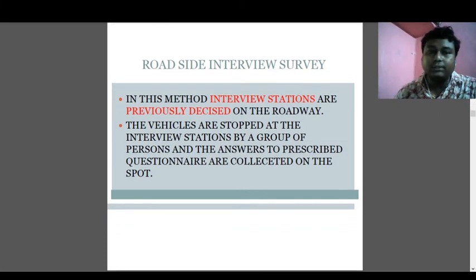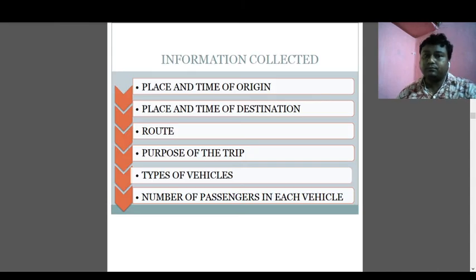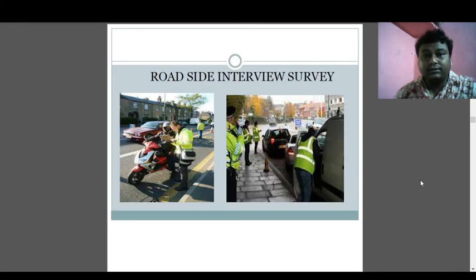The information collected from this is the places and times of the origins, places and times of the destinations, the preferable route, the purpose of the trip, the type of vehicles, and the number of passengers in each vehicle. So this is a roadside interview survey. These are the surveyors who are assigned to particular places.